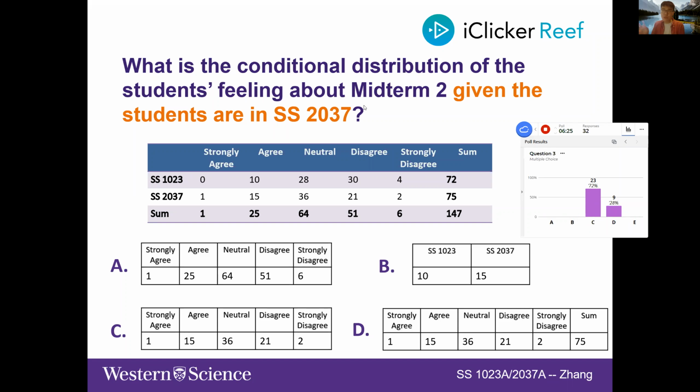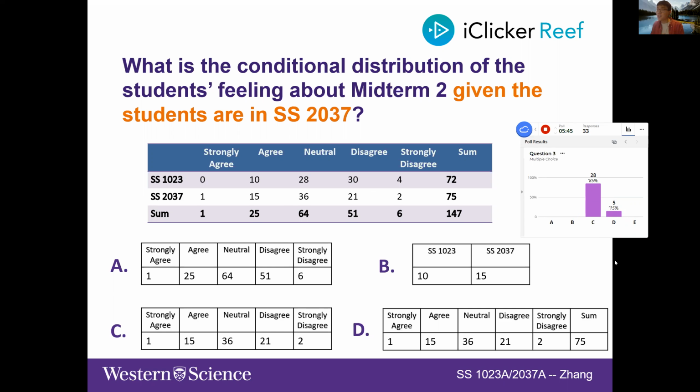Every time you see a question like this, first of all, you need to figure out what the condition is and what the variable we are trying to study is. In this question, the variable we're trying to study is the students' feeling, right? So we are studying this variable. And what we condition on is specifically this category. So we're only looking at this category, and that's why we are looking at this direction. A is incorrect because A is a marginal distribution, right?